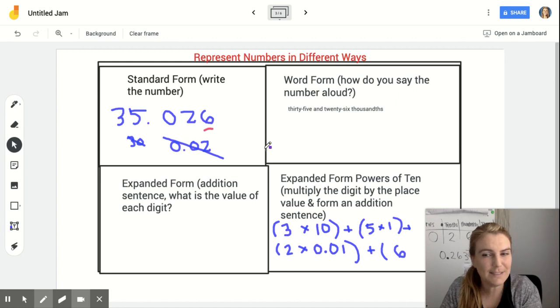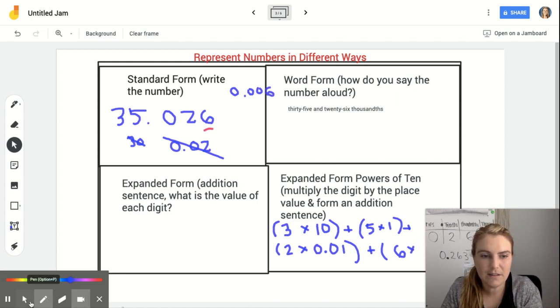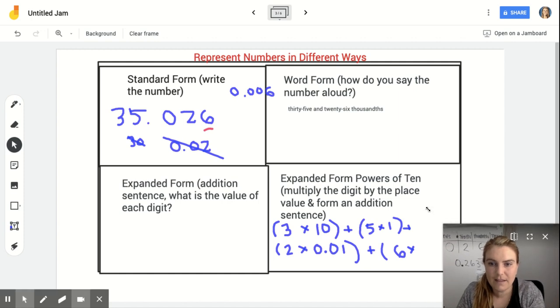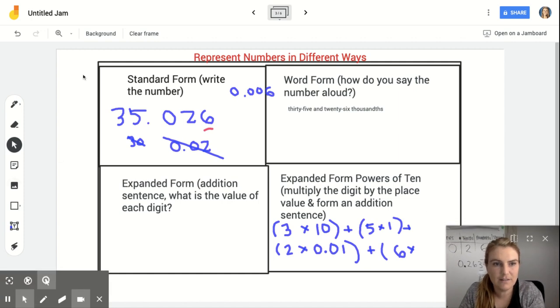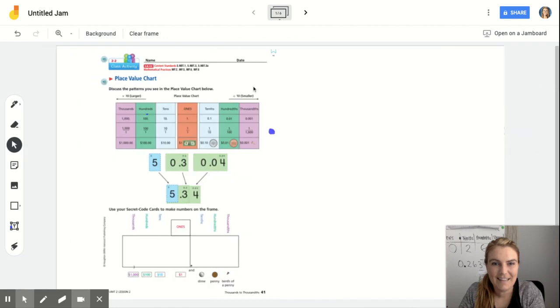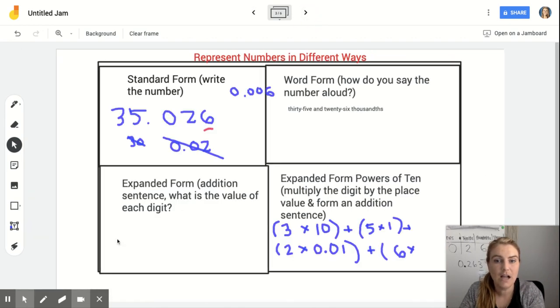Is this 6 ones? No. What place value is it in? 6 thousandths. 6 times what gives me 6 thousandths? Well, if I look at my place value chart over here in the thousandths place value, I can use 1/1,000th, either written as a decimal or a fraction. I'm just going to keep going and write it in fraction form. 6 times 1/1,000th is equal to 6 thousandths.